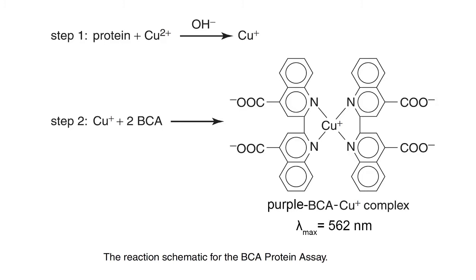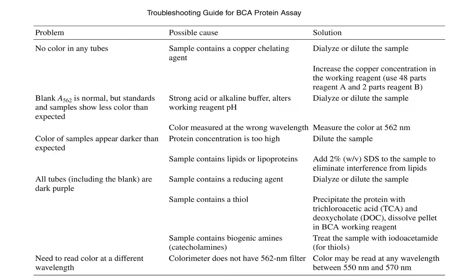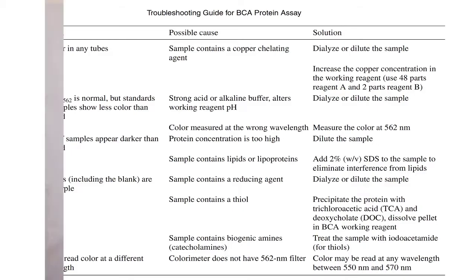The primary advantage of the BCA protein assay reagent is that most surfactants, even if present in the sample at concentrations up to 5% volume by volume, do not interfere with the assay. Chelating agents, lipids or lipoproteins, reducing agents, thiol-containing substances, and biogenic amines or catecholamines interfere with this method.